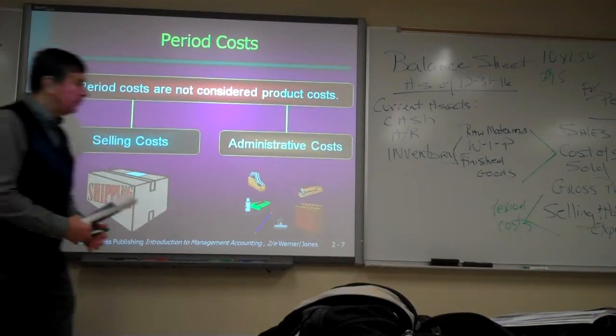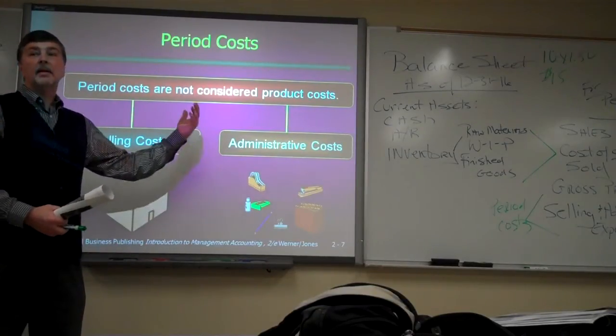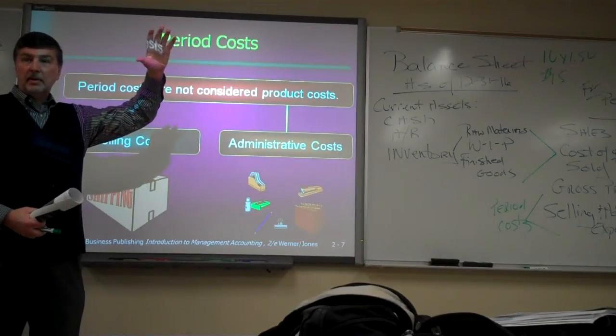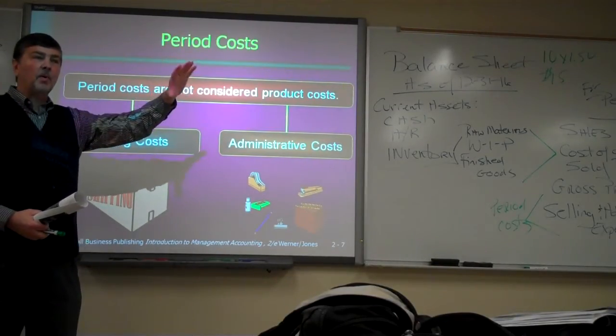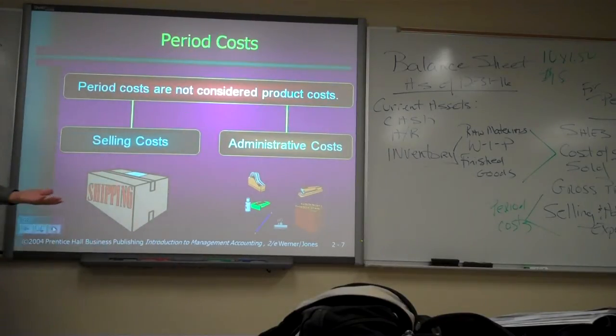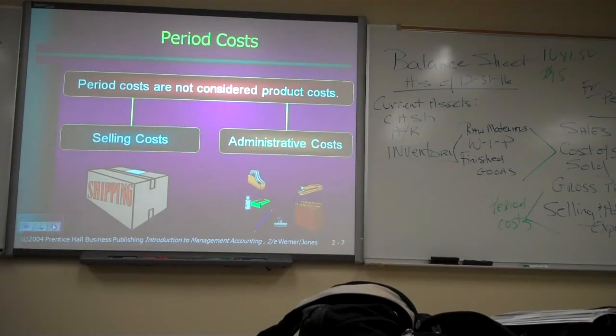Any administrative expenses that are incurred, think of accounting, think of IT, think of the president, think of VPs, think of the home office, with all those people working. They're not actually building the product, but we need them, right? We've got to have them. So those are administrative costs, and those are period costs.